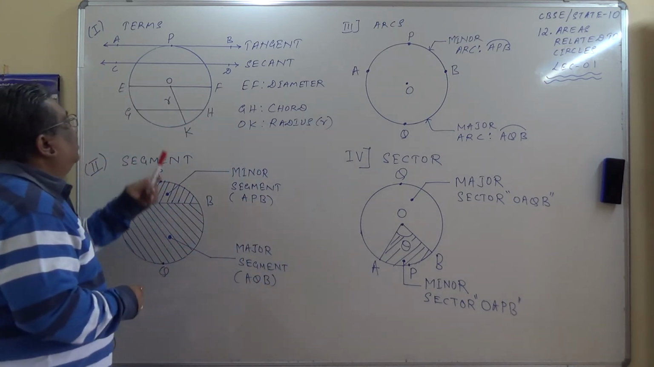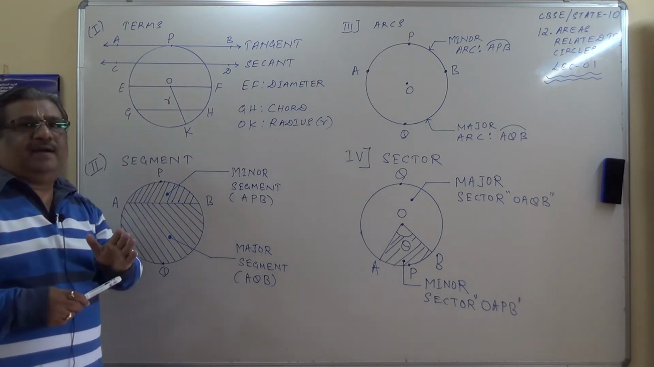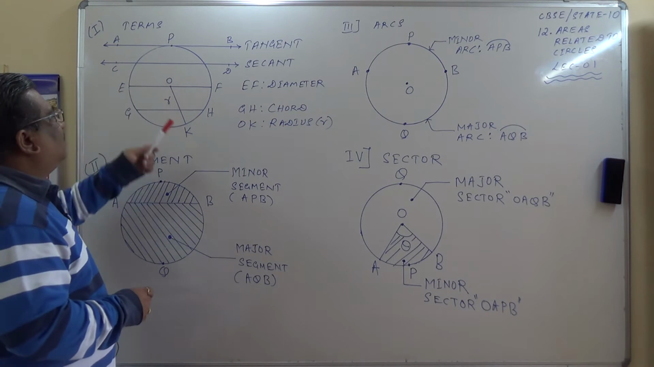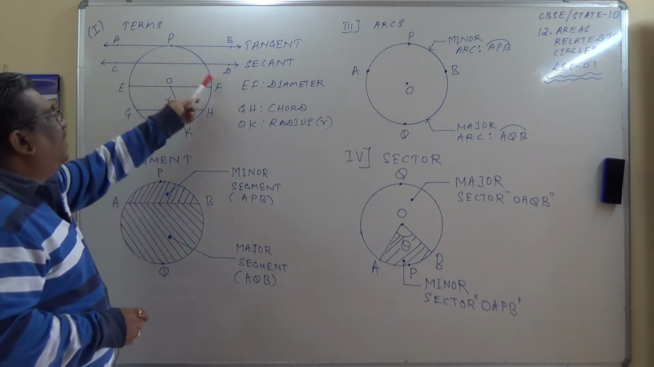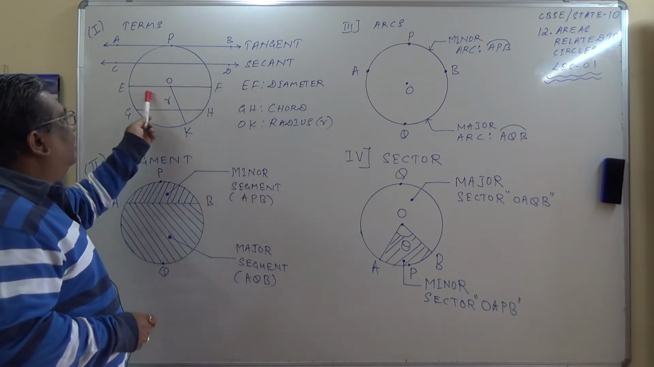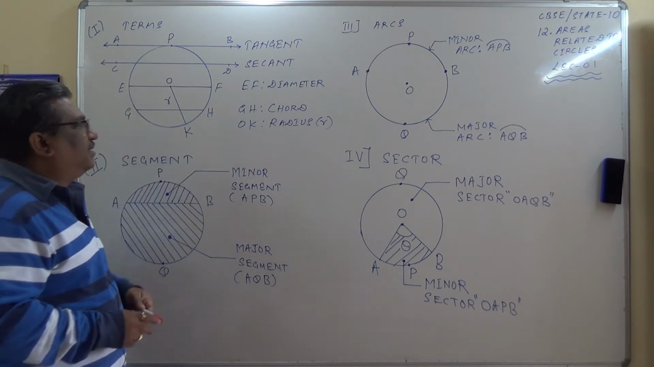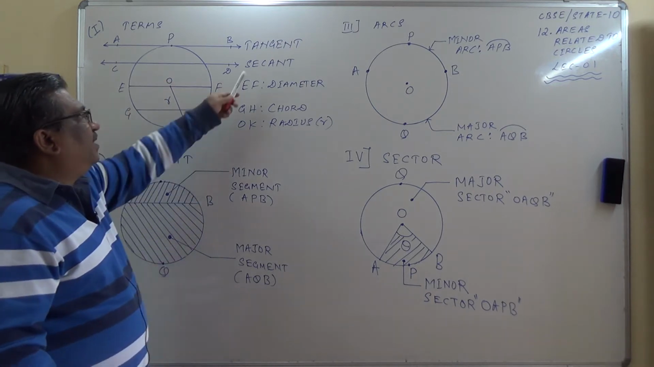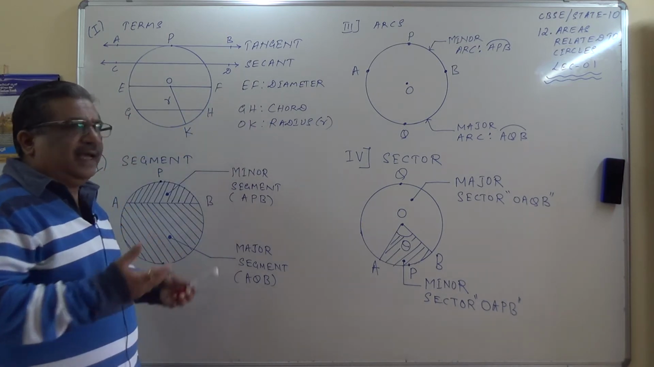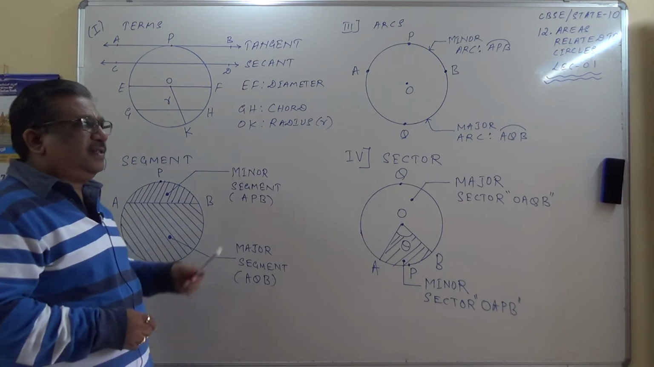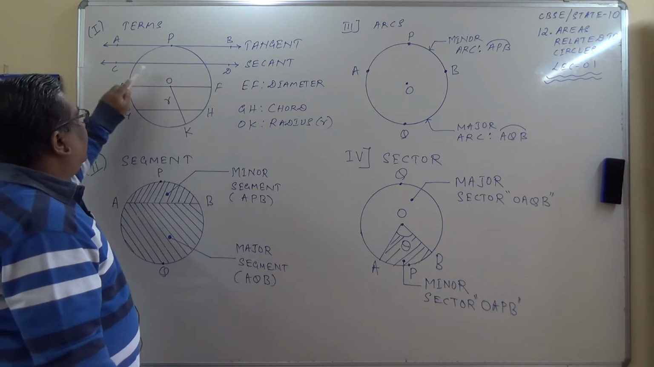To begin with, there are some terms which are related to intersection of a line and a circle. So if you look at this one, APB, it is a tangent, CD is a secant, and EF is the diameter, GH is a chord, and OK is the radius. Now the main difference between secant and tangent is, secant is a line segment or a line also we can say, which intersects the circles at 2 points. So there are 2 points of intersection, this one and this one.